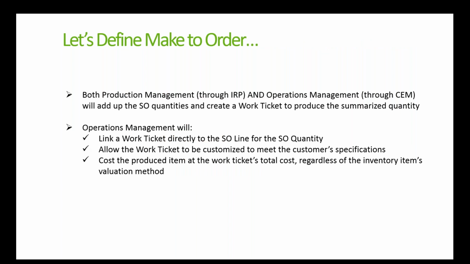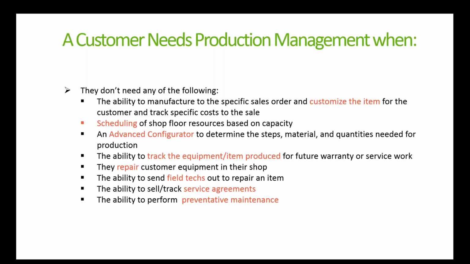So again, back on make to order, both production management and operations management will make them to the sales order quantity, but then operations management will link the work ticket directly to the sales order line. You can customize that work ticket and then cost the produced item to that total cost, regardless of the inventory valuation method. So sorry about that. I didn't realize I had those out of order.